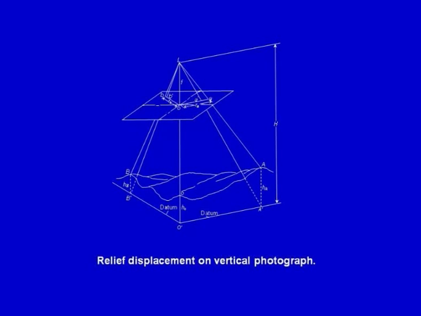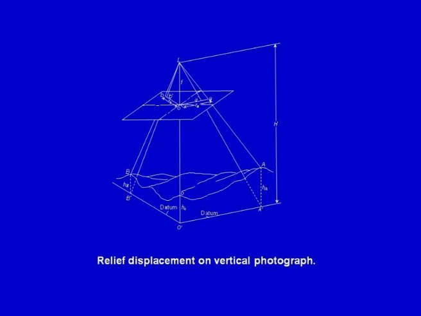If we look at this particular diagram, a ground point A is lying above a datum at a height of h_A. Now, when a camera which is vertically looking down images this particular point, this point is imaged at a location small a. However, since this is a perspective geometry, if one looks at the planimetric position, had this point been lying on the datum, it would have been imaged at a location a dash rather than a.